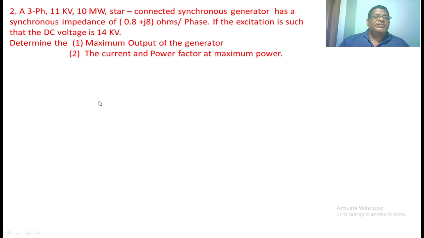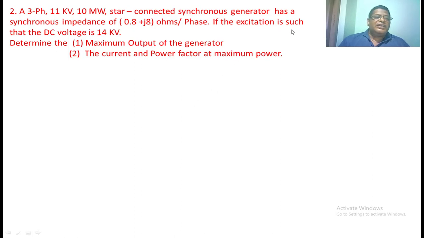Now we are going to take up the second numerical. A 3-phase, 11 kV, 10 megawatt star connected synchronous generator has a synchronous impedance of 0.8 plus j8 ohms per phase. The excitation is such that the open circuit voltage is 14 kilovolt. Determine the maximum output of the generator, and the current and power factor at maximum power.